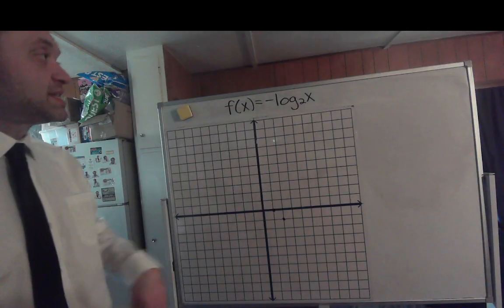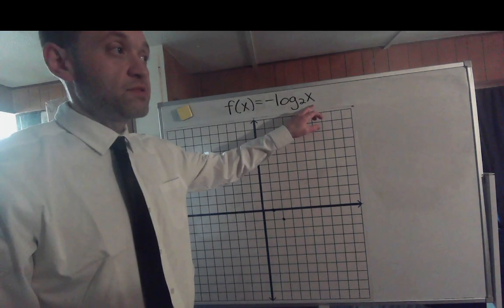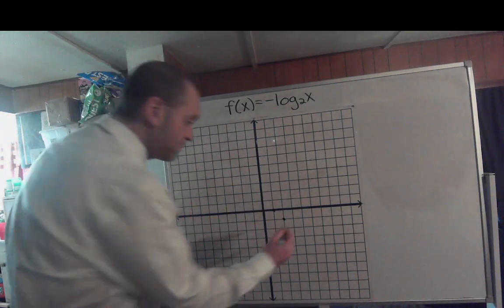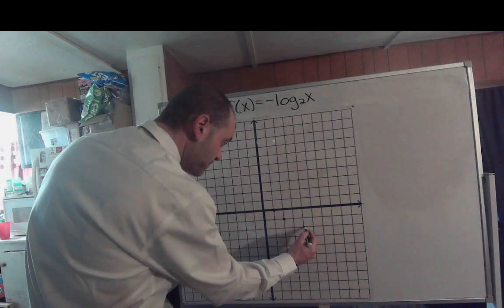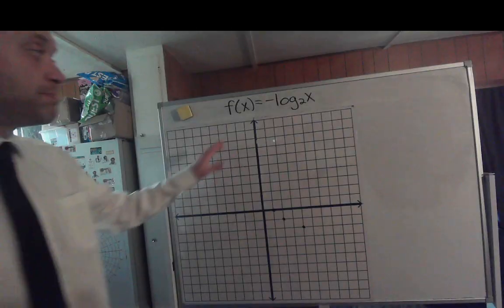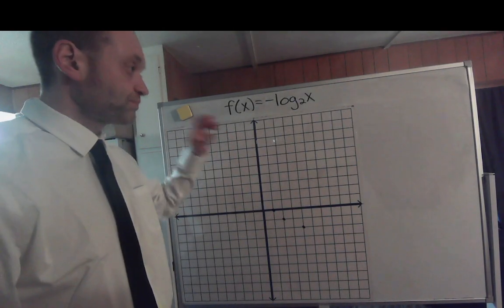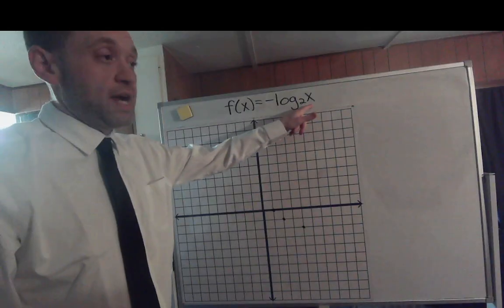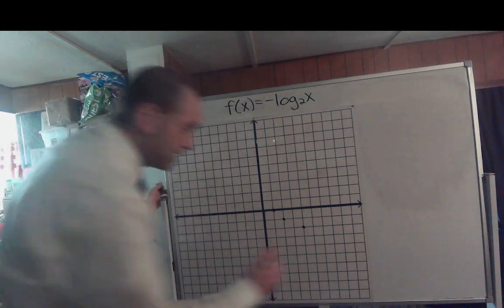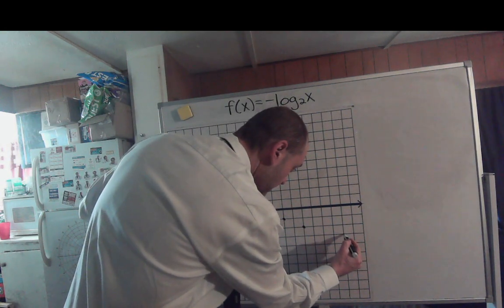Alright, now let's say I pick 4 for x. 2 to the second would normally equal 4. I negate that, I'll get a y value of negative 2. And then if I pick 8 for x, 2 to the third normally equals 8. Negate that, you'll end up getting negative 3 for your y.